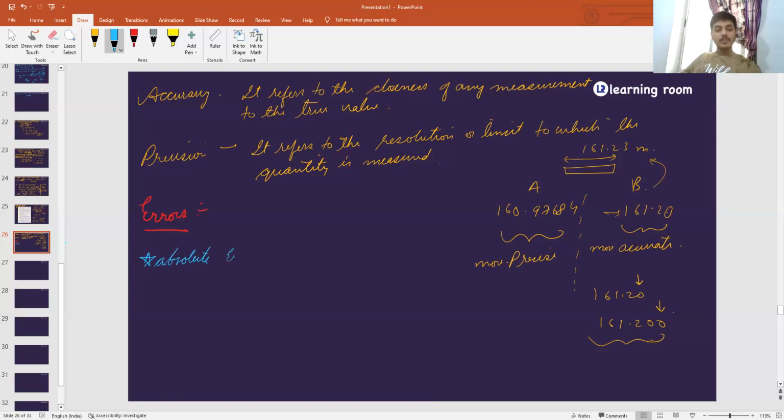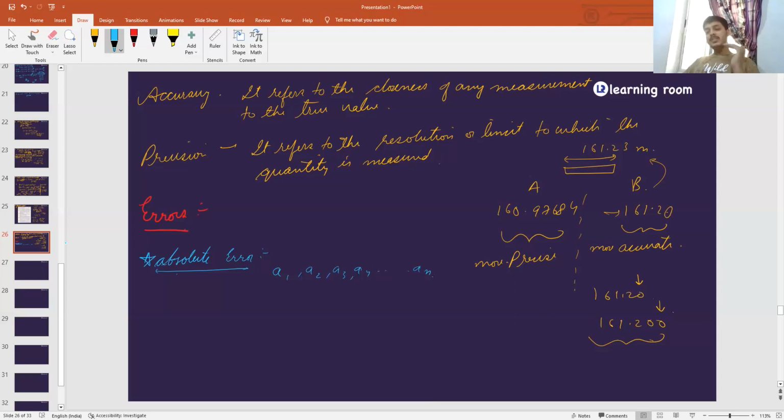Absolute error. See here what we did: we measured a quantity and took different readings, A1, A2, A3, A4. These were basic A1 to AN readings we took for measuring a particular quantity.